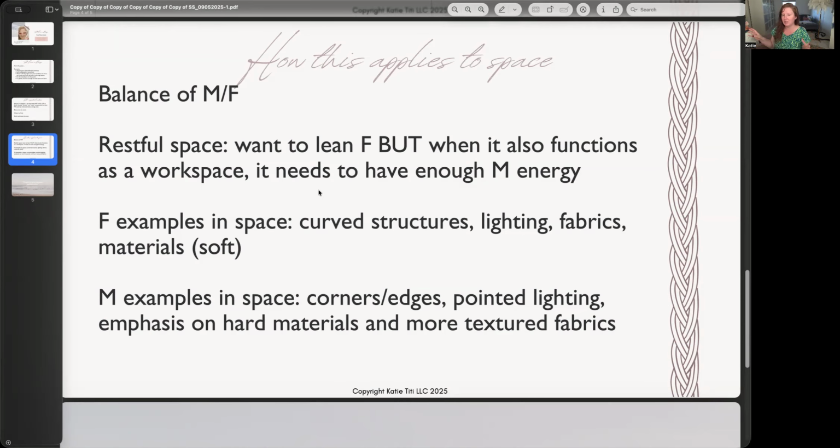And so that might be changes in the space, might be changes in your lighting that happens when you're switching gears. It might be that you have some feminine characteristics in your furnishings, but that you have some masculine energy in some of your other items in your space and your structural items. So for example, feminine examples in space: curved structures, soft lighting, soft fabrics. Masculine examples in space could be more corners, edges, rectangles, definitely more angular, okay? Pointed lighting, probably more lighting, and emphasis on hard materials. And when you have fabrics, more textured, more gritty, okay? So those are some examples and some contrasts with how those two characteristics show up in space.